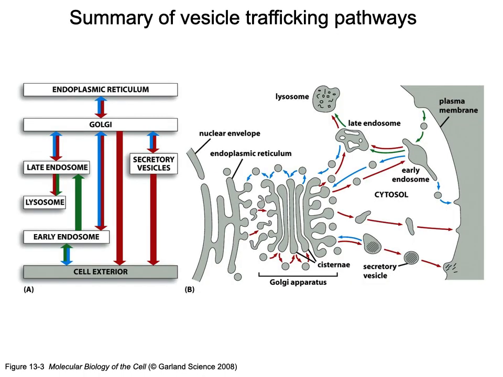This figure shows a summary of vesicle trafficking pathways, and we just want to keep in mind that we're not just talking about movement of material from the endoplasmic reticulum to the Golgi to the cell surface. We have other vesicles that are involved in this process, and we also have material that's moving from the cell surface back to the Golgi, and then from the Golgi back to the ER, so we can get this recycling of membranes occurring.